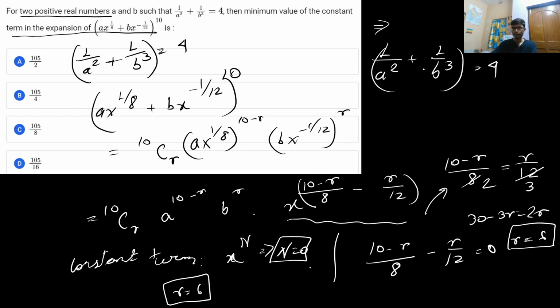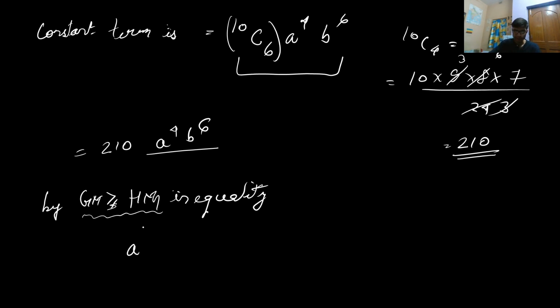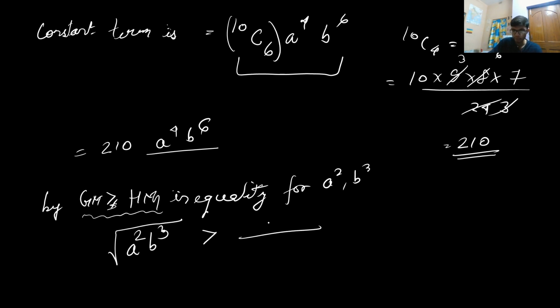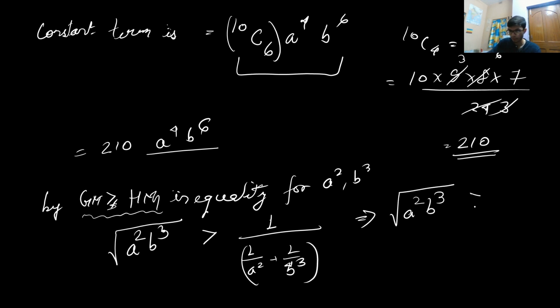This resembles the kind of situation when we look for the HM, that is the harmonic mean. If I take the two numbers a square and b cube, this can be written as square root of a square b cube is greater than or equal to, for two numbers, 2 by (1 by a square plus 1 by b cube). This is greater than this particular number, and if you evaluate this, square root of a square b cube is greater than 1 by 4. So if you take the square on both sides, this will be greater than 1 by 16.